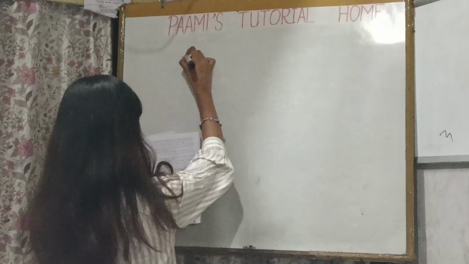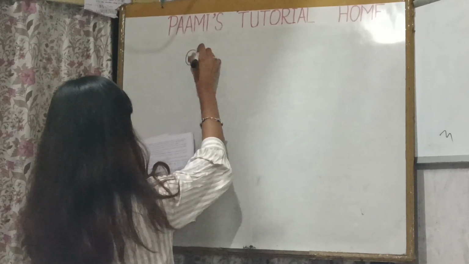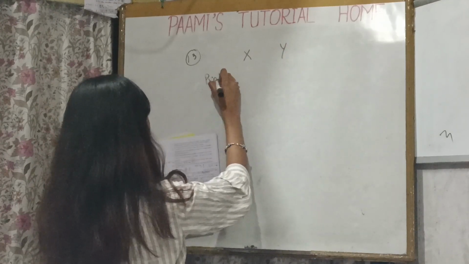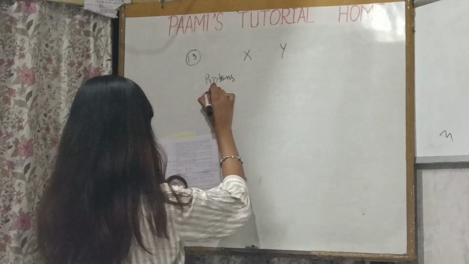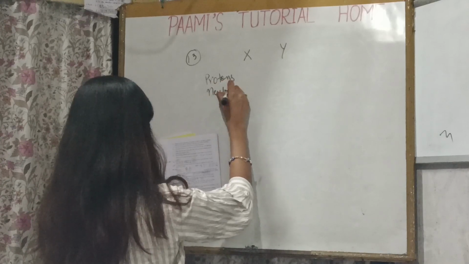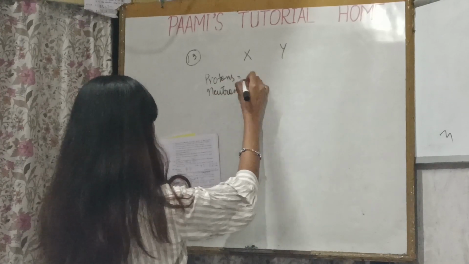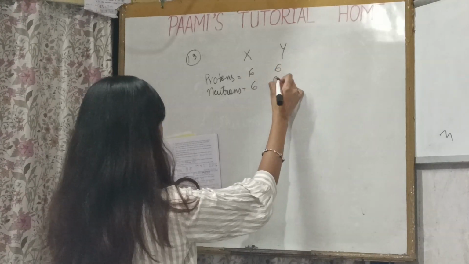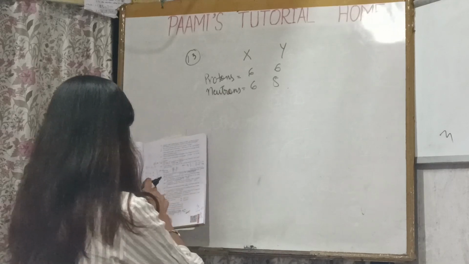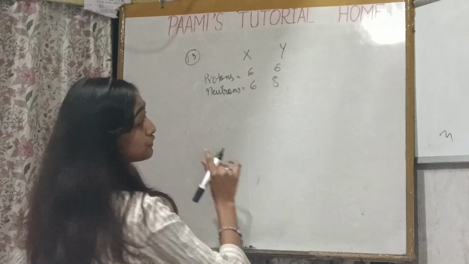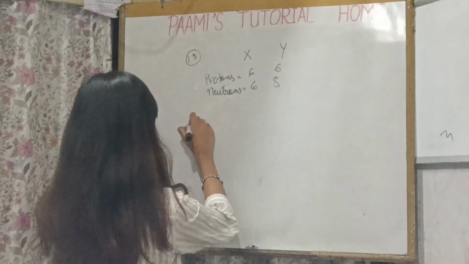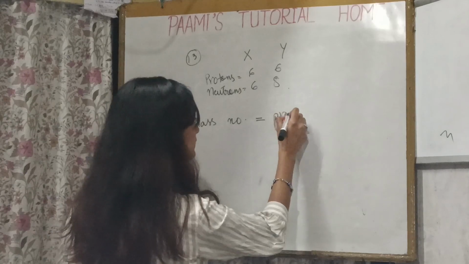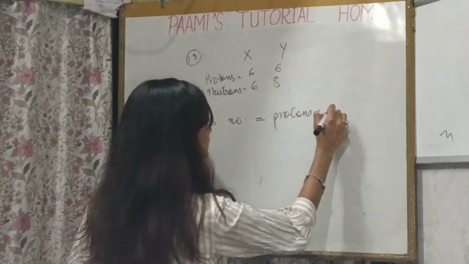So it's given, this is number 13, not 16, 13. So this is X, Y, protons, and this is our neutrons. तो X में protons कितने हैं? 6, neutron 6, Y 6 and 8. So what do we have to find? The mass number. According to our formula, what did we know? The mass number is equal to protons plus neutrons.